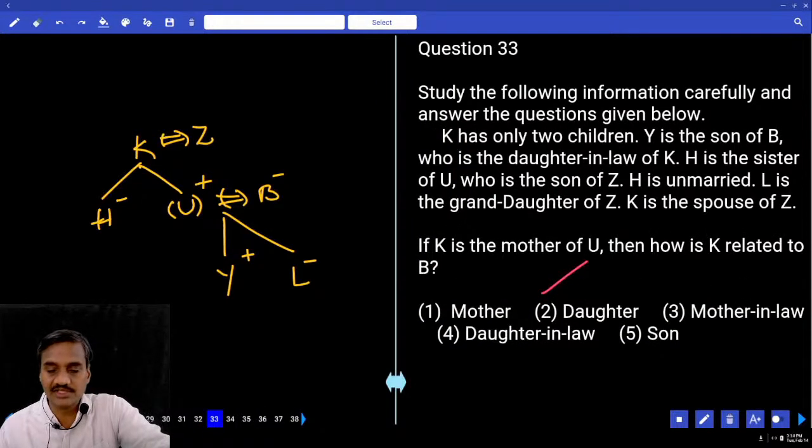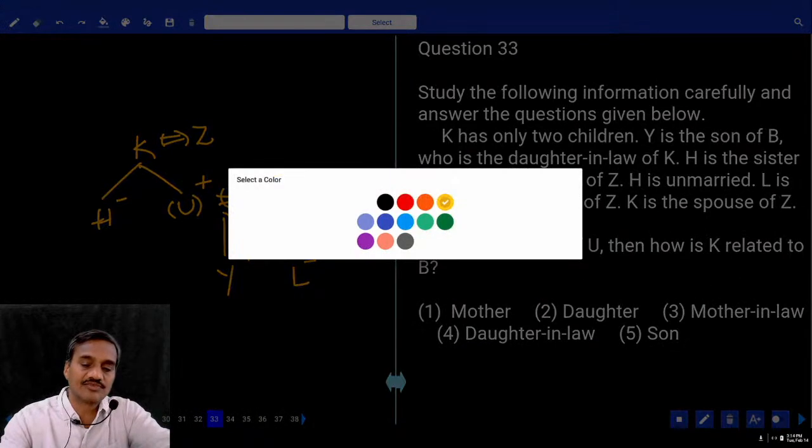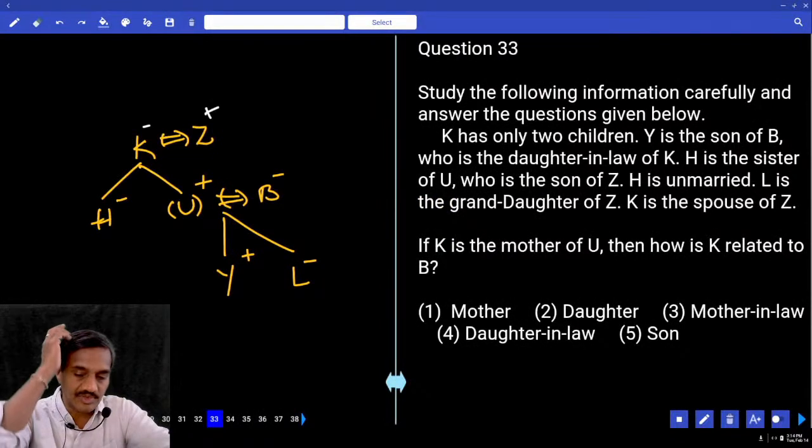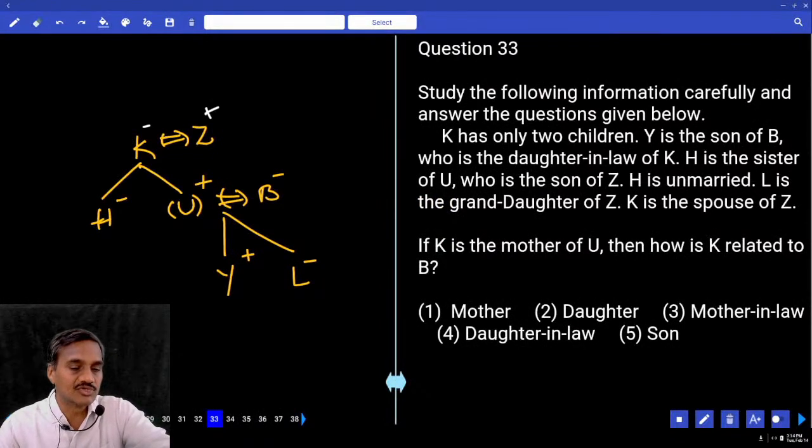Then 33, if K is the mother of U, K is a female, Z is a male. Then how is K related to B? K is B's husband's mother. Husband's mother is mother-in-law. Choice 3, 33.